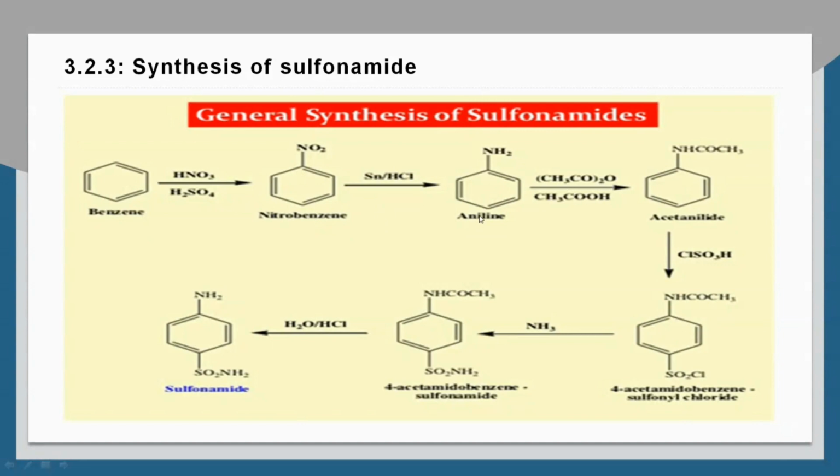In the third step, this aniline reacts with acetic anhydride. It gives acetanilide. In this reaction, acetylation will occur. That is also an acetylation because this NH2 group reacts with this acetic anhydride and it forms acetanilide.